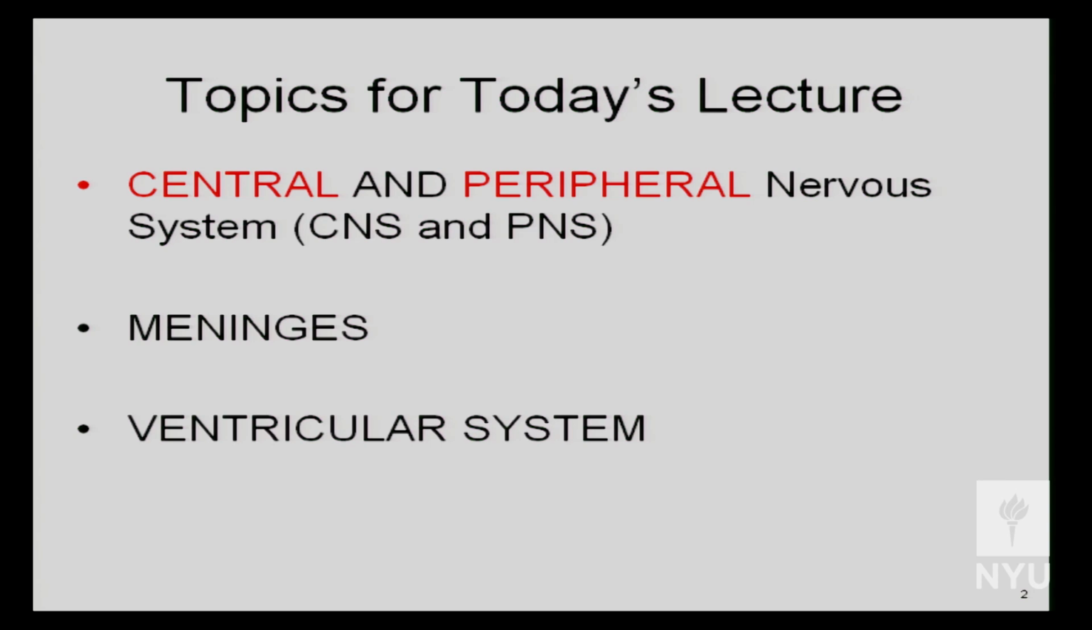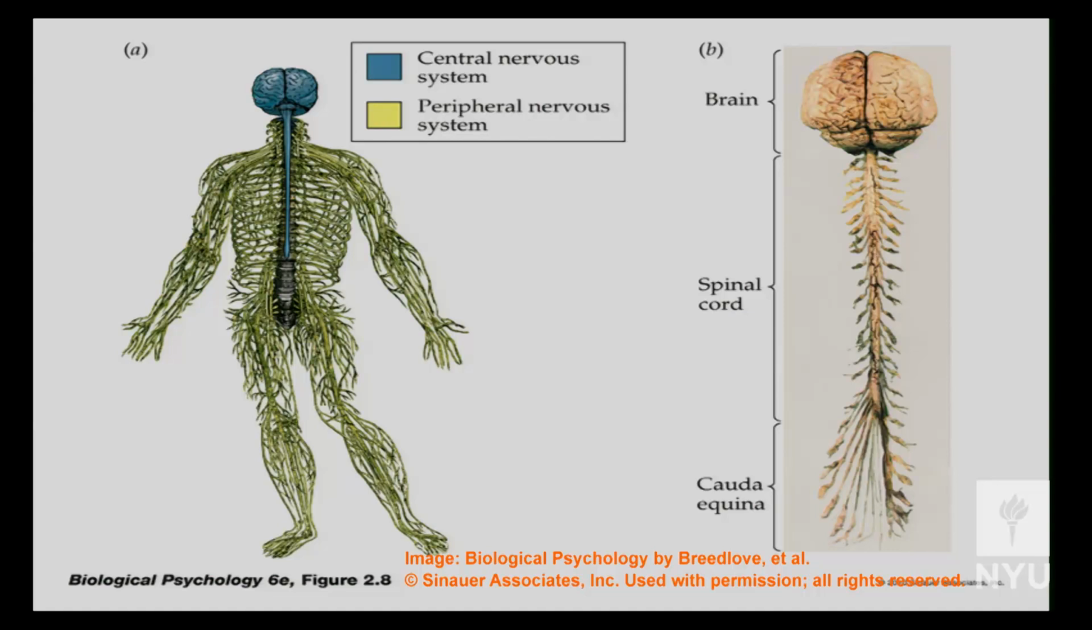In addition, we're also going to be talking about some of the other anatomical components of the brain, the meninges, protective coverings, as well as the ventricular system. Okay, let's start with the central nervous system and the peripheral nervous system.